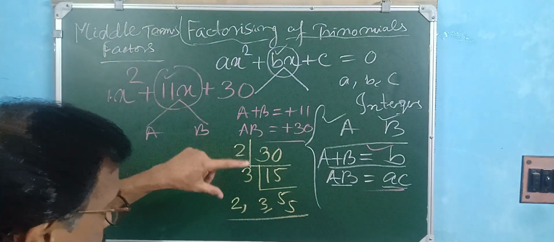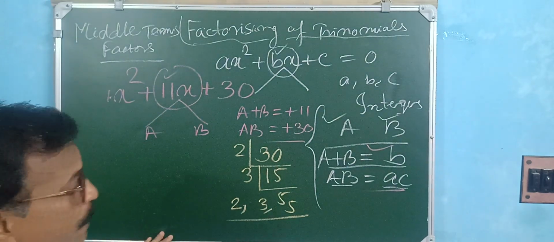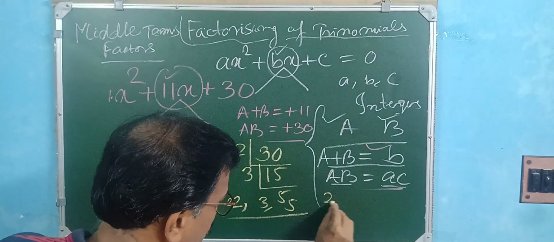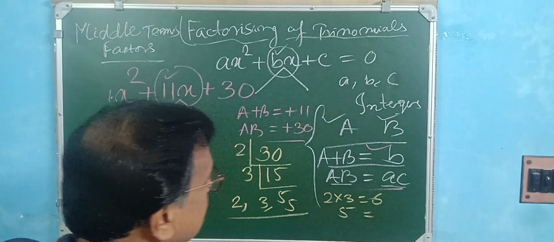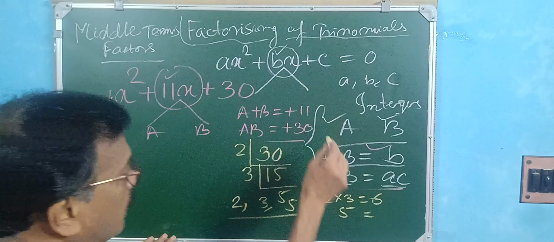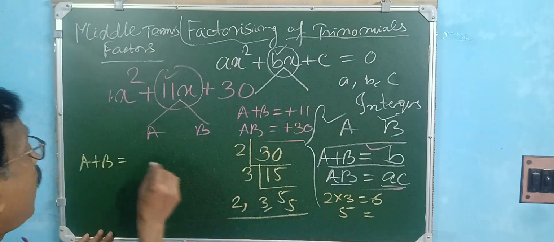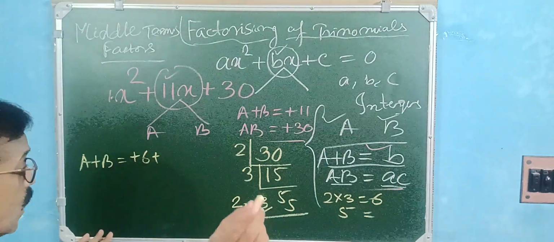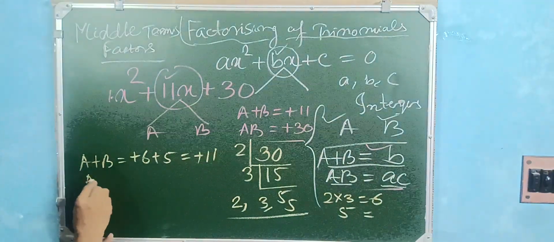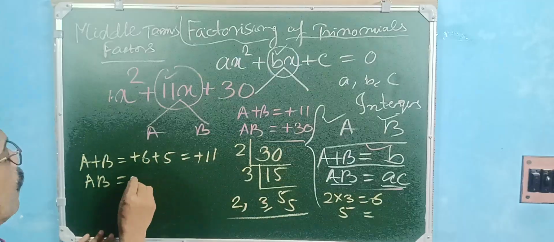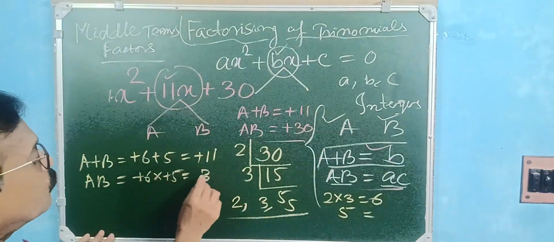So you multiply or add in this way. Take two terms whose sum is 11. Suppose 3 into 2, which is 6, and the other is 5. If you add a plus b, here it is plus 6 plus 5. The sign is very important. So this is plus 11, no problem. And a into b is plus 6 into plus 5, which is plus 30.